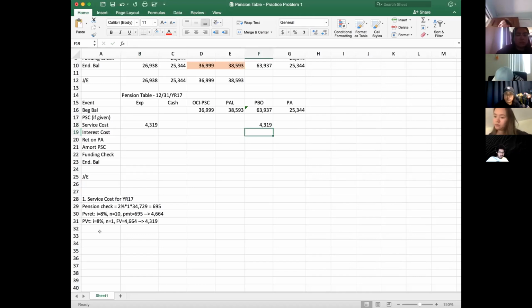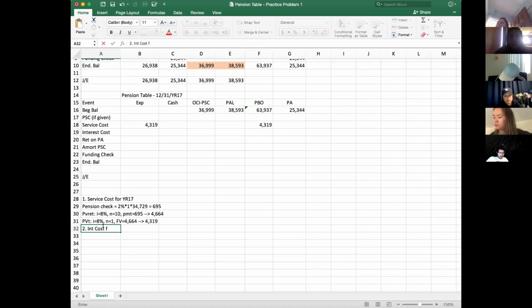Interest cost calculation is simple. Beginning PBO, 63,937 multiplied by the settlement rate.